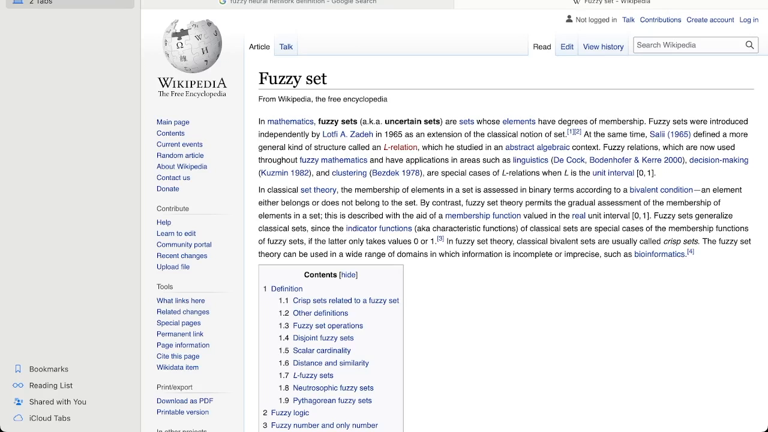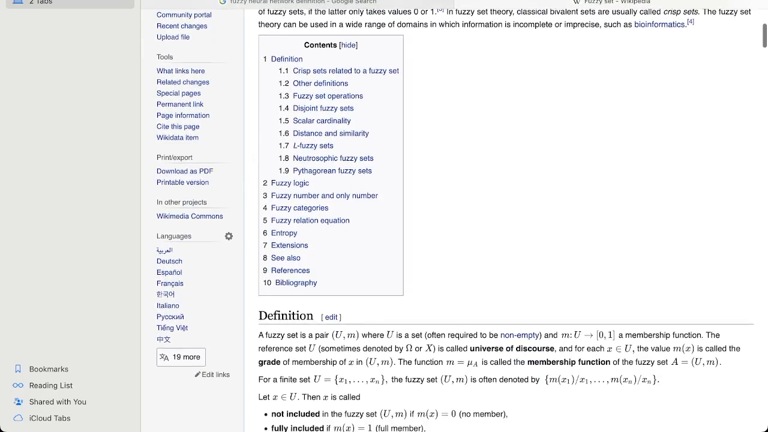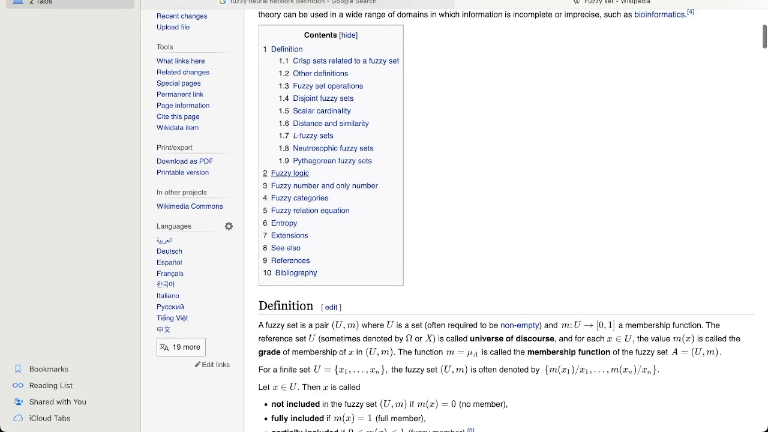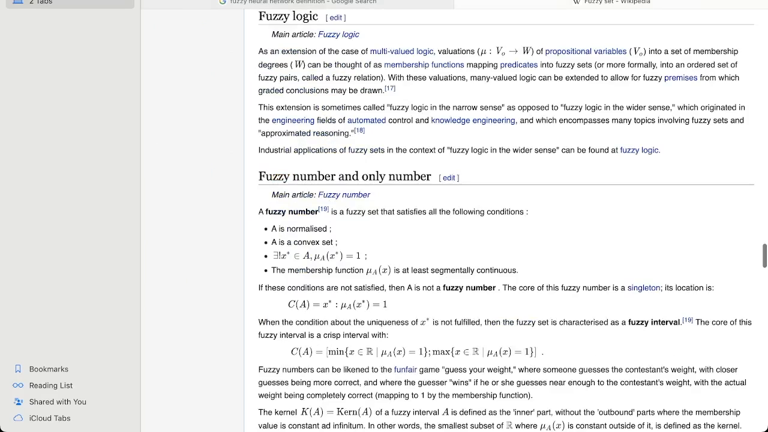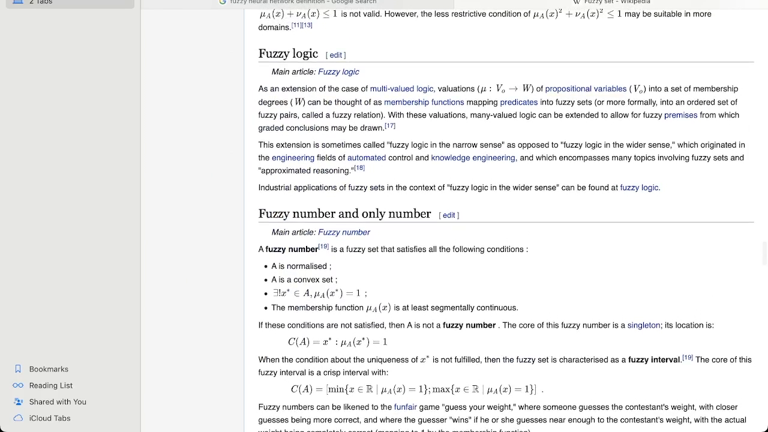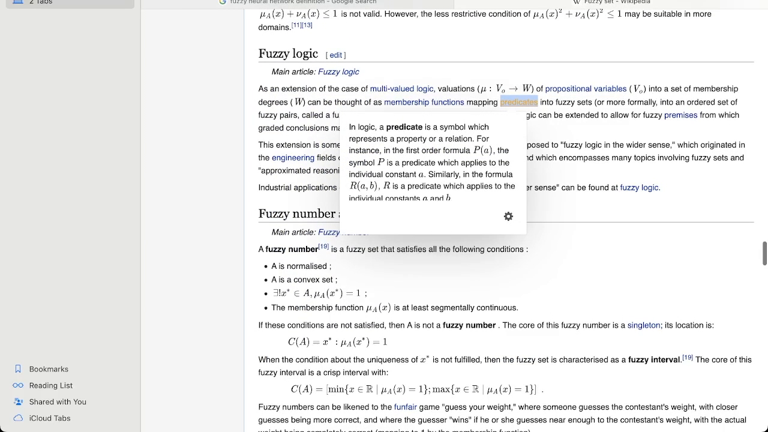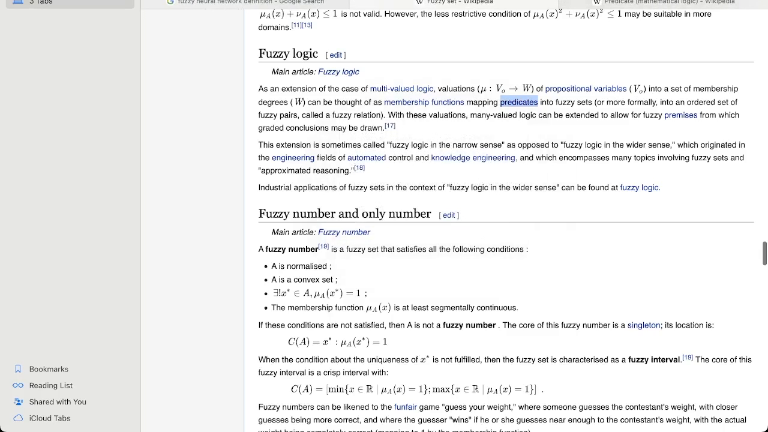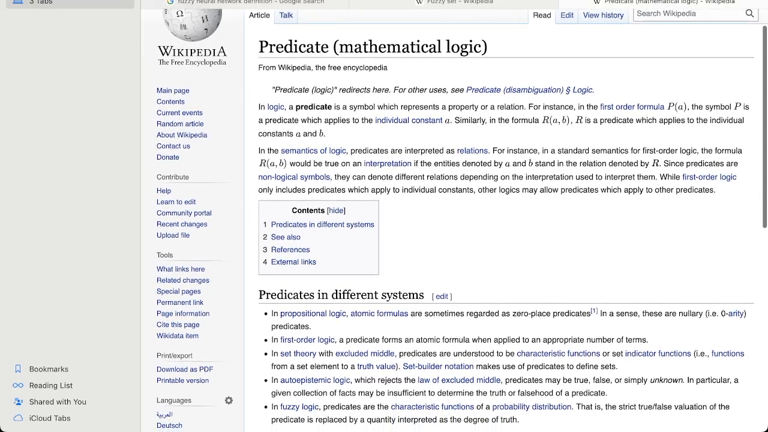And so it uses set theory, and you can see in the second paragraph there, in classical set theory, the membership of elements in a set is assessed in binary systems. So ones and zeros, and basically what I was trying to do was use one of my theories or hypotheses for one of the blindsight tests I did for myself with throwing a ping pong ball against a wall.